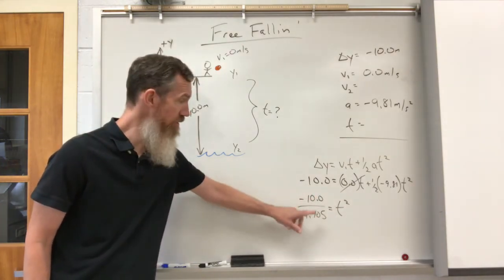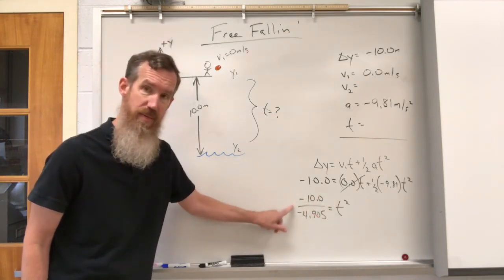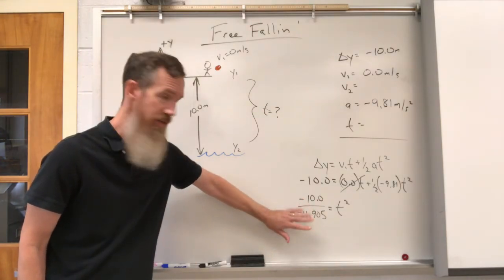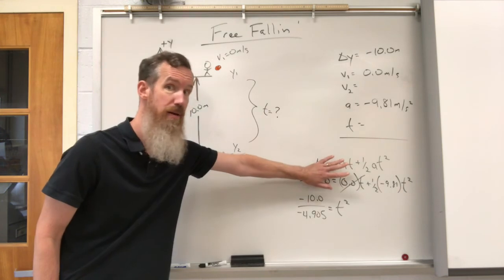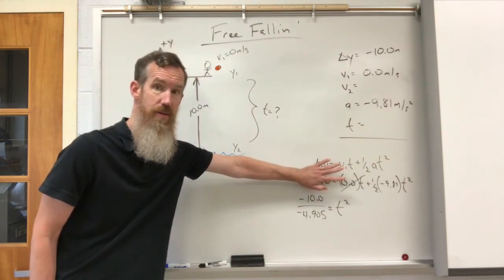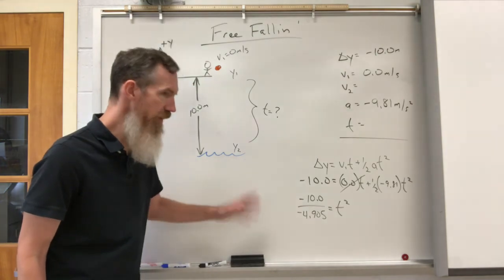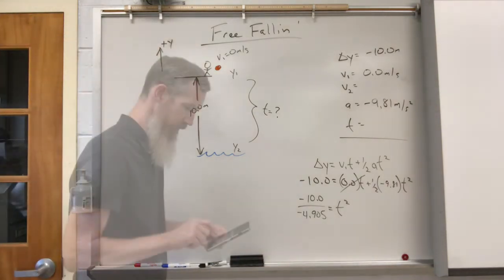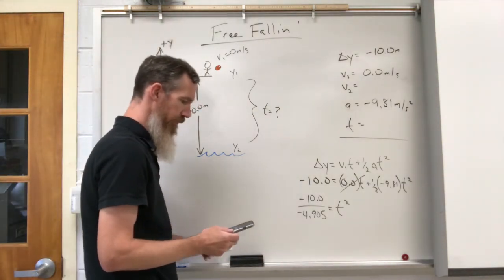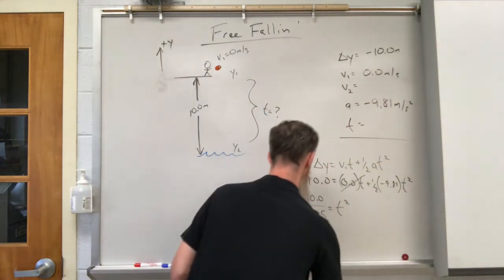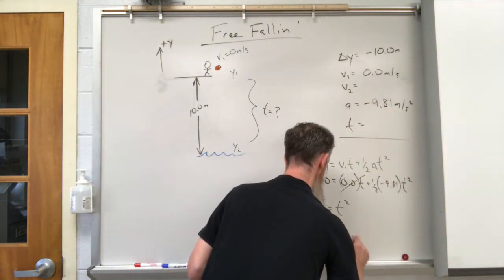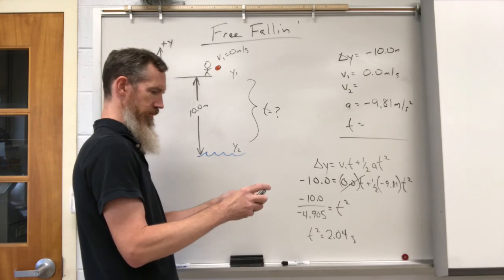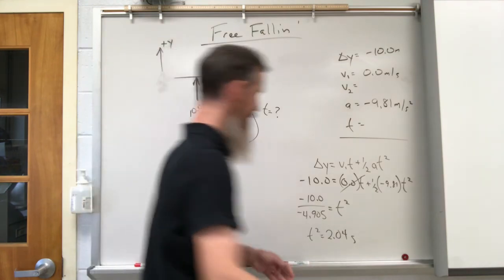When you do this, if you're finding time, you had better be taking the square root of a positive number. If you get a negative here, you used a wrong sign somewhere, and you'd better backtrack and try to find where you made your error. Okay. And so you're going to get that answer. Hold on. 2.04 seconds squared. And then if I take the square root of that, 1.43 seconds.